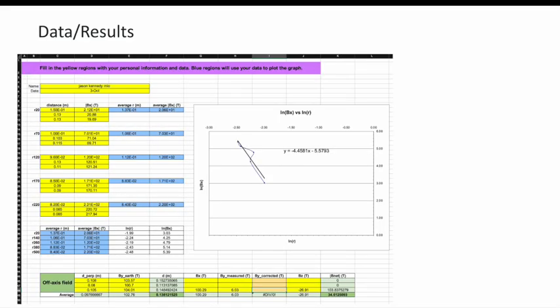Here's our data and results. As we went through the lab, we filled in each of these cells as we went through our trials, and little by little it illustrated this graph, and we can see our slope right here of negative 4.5 and some other calculated data from the spreadsheet that was provided to us.